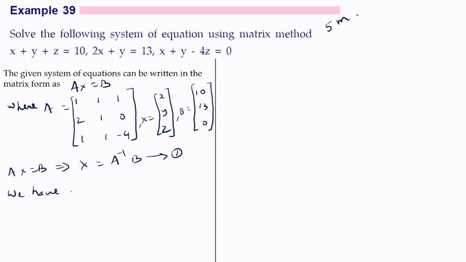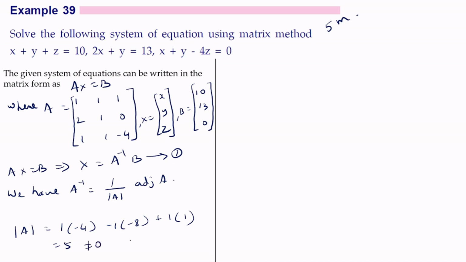We have A inverse equal to 1 by determinant of A into adjoint of A. So let us find the determinant of A. Determinant of A, we can expand along R1. Determinant of A is 1 into minus 4 minus 1 into minus 8 minus 0 plus 1 into 2 minus 1, which is 1. So it is 8 minus 4 plus 1, which is 5. So this is equal to 5, not equal to 0. Therefore, A inverse exists.